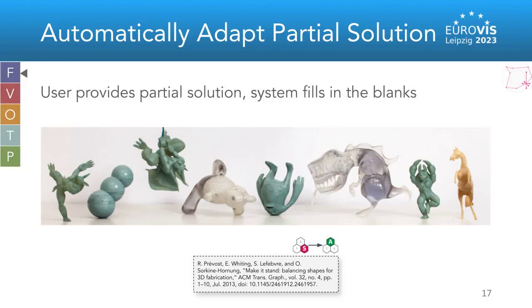Finally, there's automatically adapt partial solution, in which, as the name suggests, the user provides a partial parameter configuration and the system fills in the rest. The rest can be less important design parameters or just stuff that is really tedious to do manually. The example shows the 3D figurines by Prevost et al., where the user provides the hull and the computer calculates the necessary distribution of negative space to balance the shape.